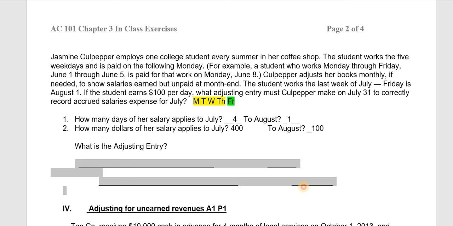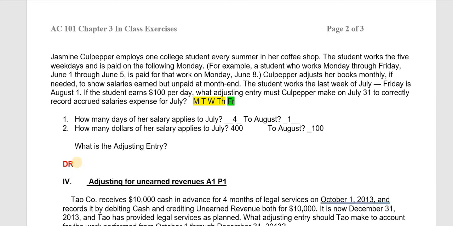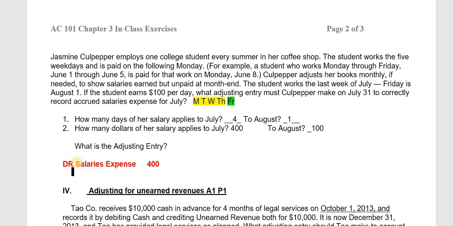So what's our adjusting entry? Well, I'm going to debit salaries expense for the $400, and I'm going to credit salaries payable for $400. What if you use wages payable and wages expense? It's your company, do whatever you want.